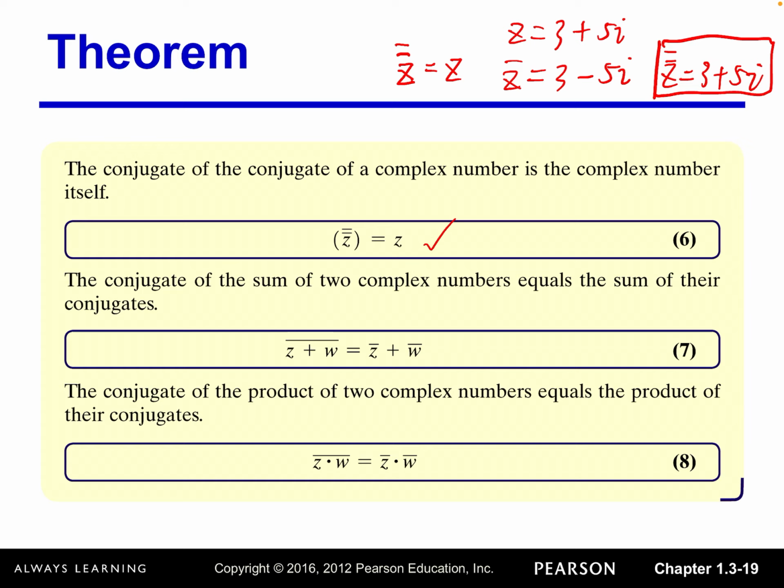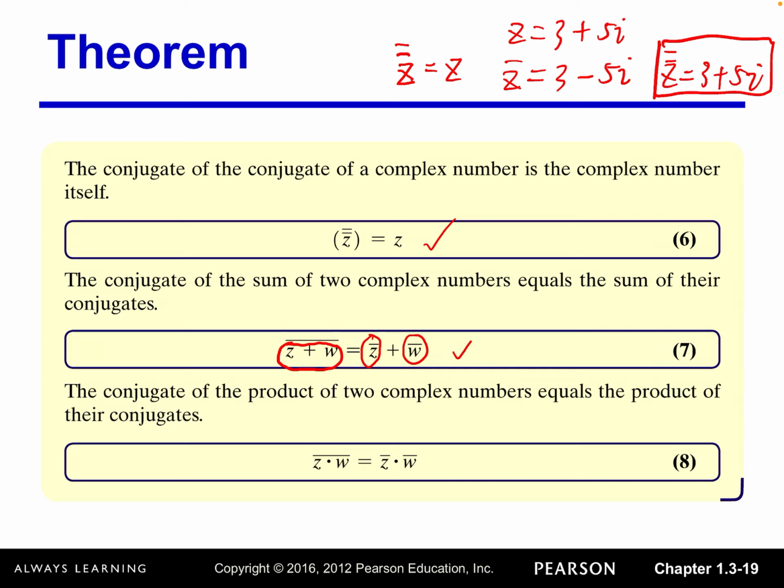The second theorem says the conjugate of the sum of two complex numbers equals the sum of their conjugates. So in other words, for two complex numbers, you add them first and then find the conjugate, which will be the same as finding each complex number's conjugate and then doing the sum. So the order doesn't matter. You can do the sum first and then the conjugate, or you can do the conjugates first and then the sum. That's what this theorem is about.